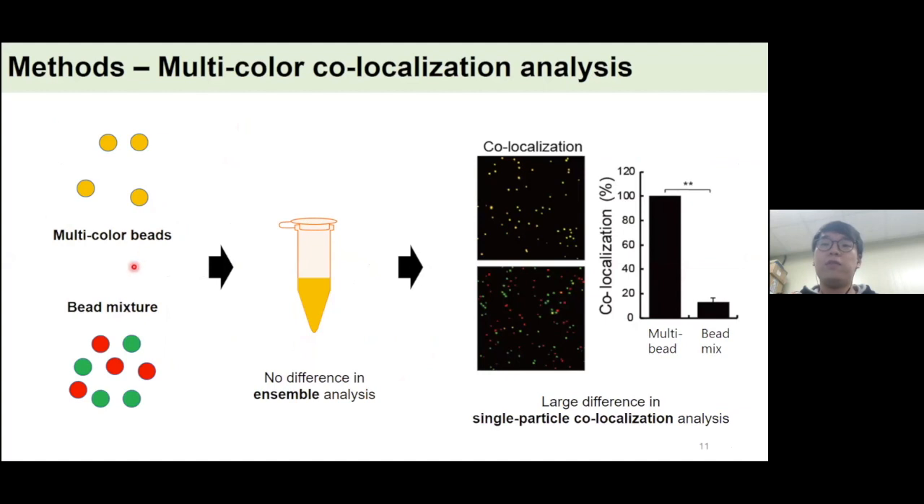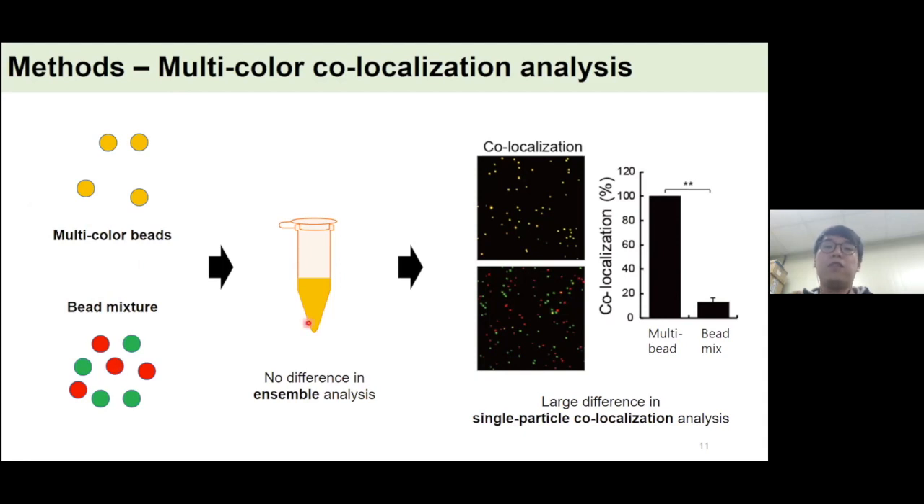So one sample was 100 nanometer multicolor fluorescent beads, with every individual particle having both red and green dyes. And the other sample was a 100 nanometer red and green bead mixture.